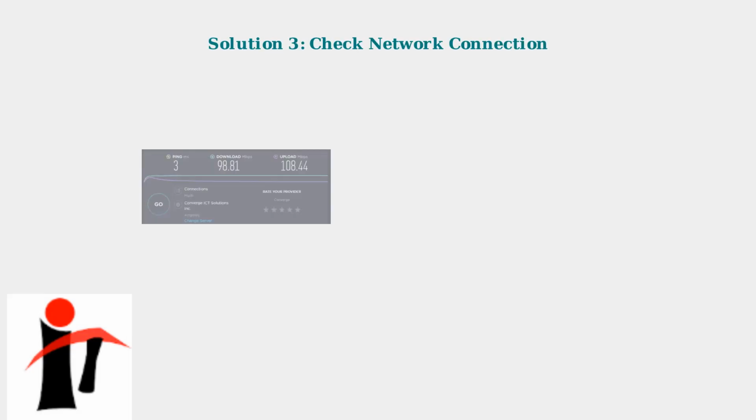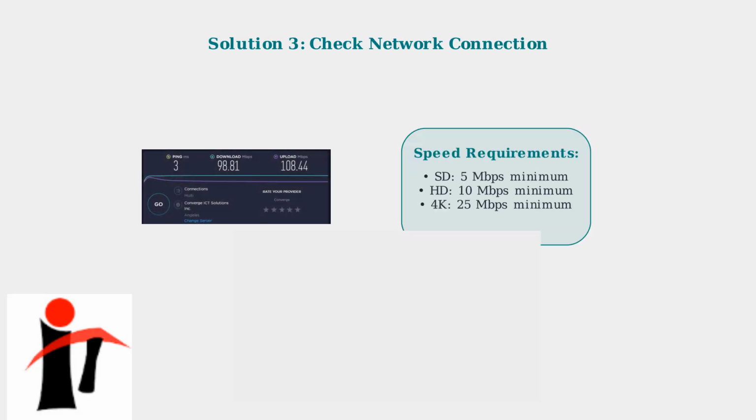Network connectivity is crucial for streaming apps. You need a minimum of 10 megabits per second for HD streaming. Test your broadband speed and check your Wi-Fi signal strength. For the most stable connection, consider switching to an Ethernet cable.